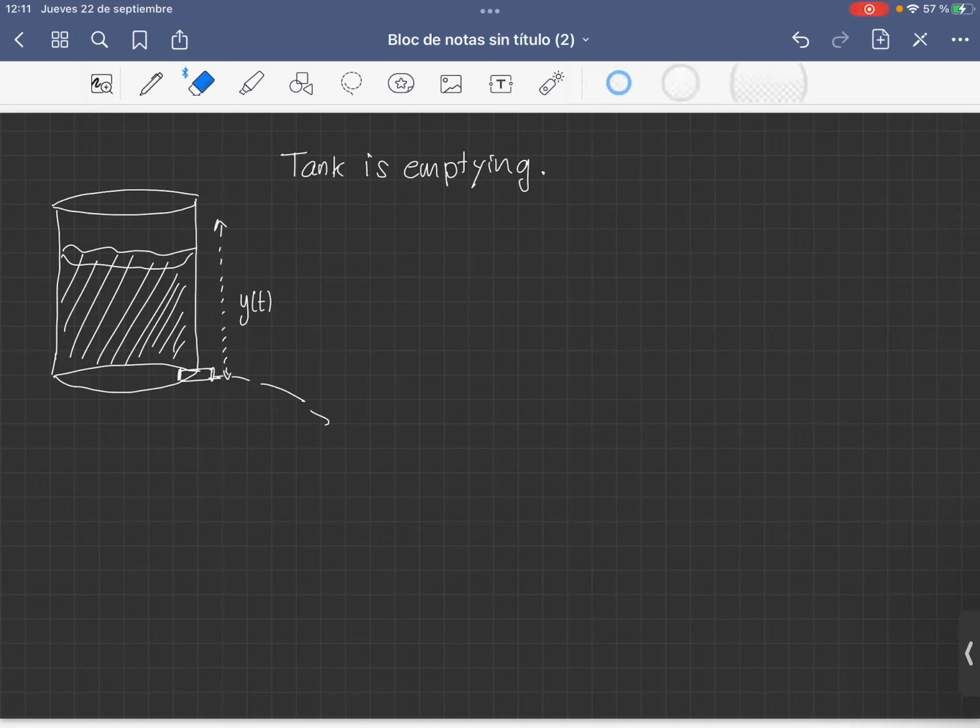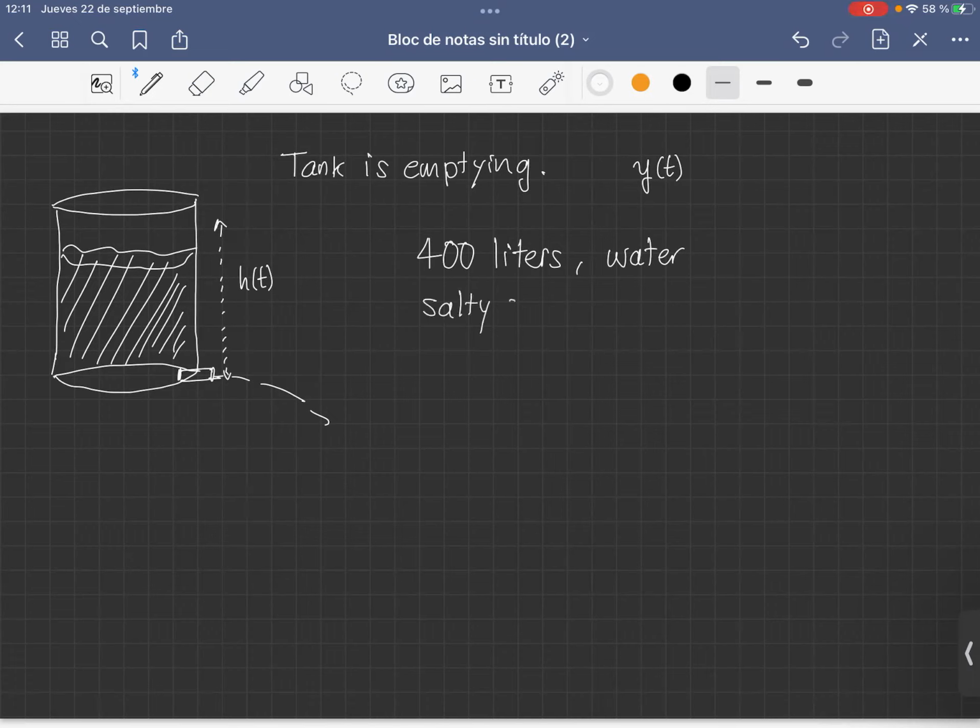Well, let's call h the height, and let me call y a different variable. Okay, so basically we start with a tank that has 400 liters. Okay, and it has water. Let's say it can be applied to any kind of other fluid. And what we're gonna do is put in some salty solution, added to the water in the tank.